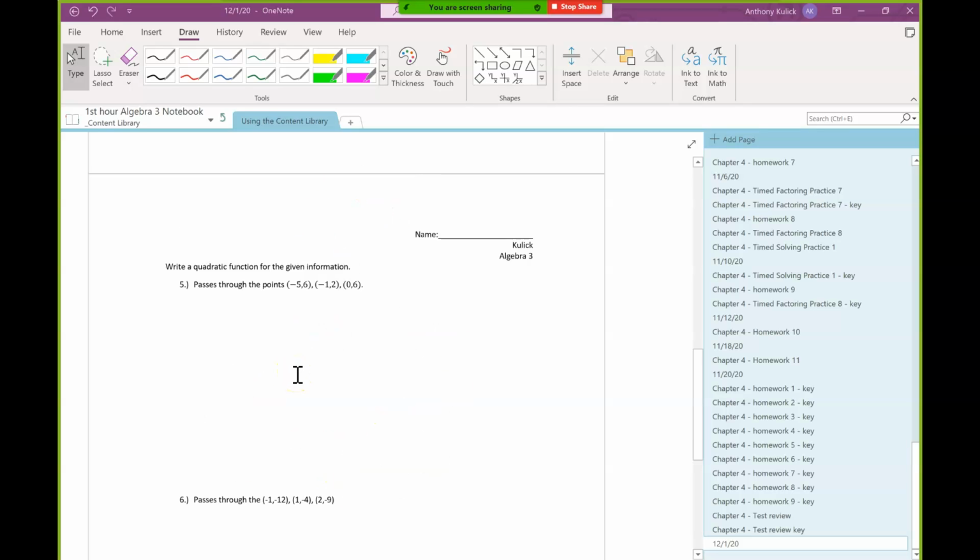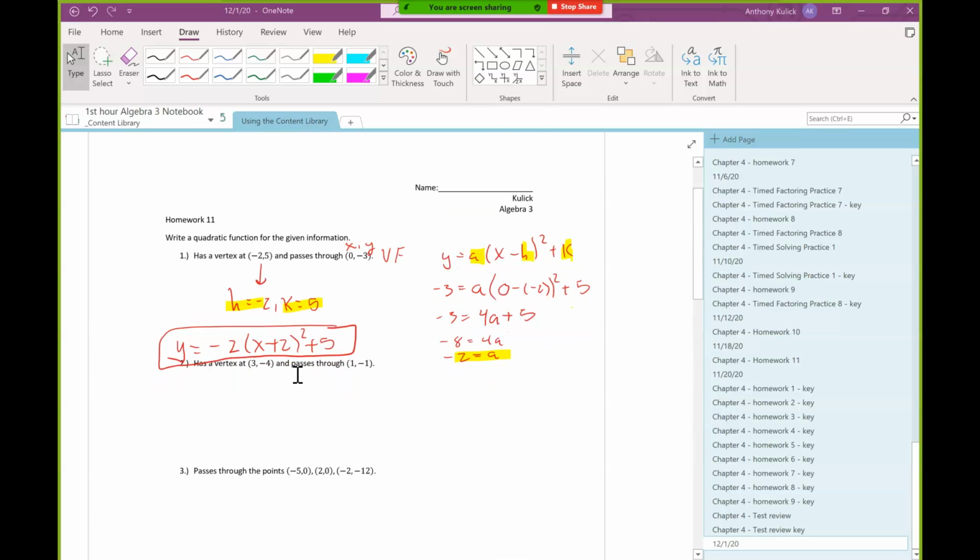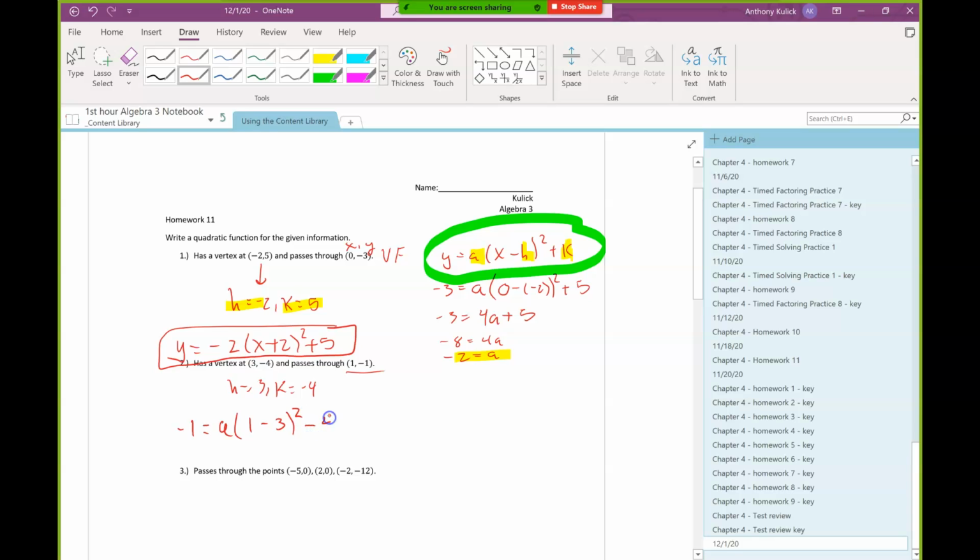Oh, we do have one for number 2 on homework 11. So it's like the exact same situation, right? Because we have a vertex and a point. So we have an h of 3 and our k is -4. And to find our a, we're just going to plug this into our same vertex form. So -1 in for y, a is what we're still looking for, +1 in for x, 3 in for h, and negative 4 in for k.